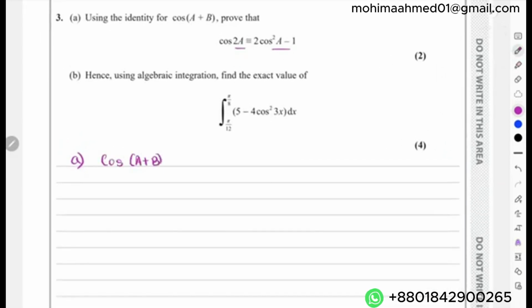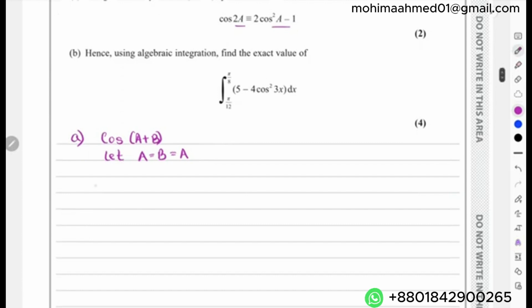cos(a plus b). We have to assume that a is equal to b, that both a and b are going to be considered as a. So we can write cos(a plus b), that will be broken down into cos a cos b.